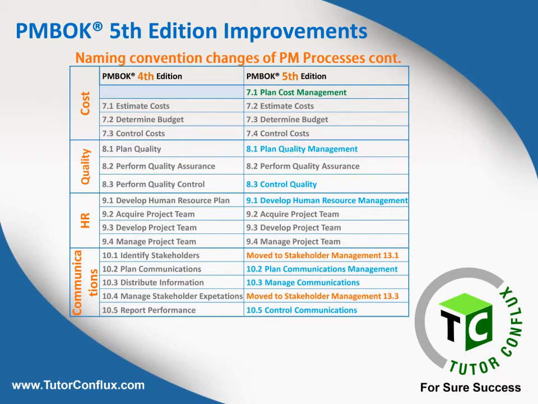And if you look at cost, there were 3 processes in the 4th edition. There are 4 processes now, including plan cost management. And if you see here, for all of these, they changed nomenclature from plan quality to plan quality management. They just added management to the earlier names that were already there. Develop human resource plan becomes plan human resource management. Identify stakeholder is moved to stakeholder management. So these are a few changes, which are not very confusing.